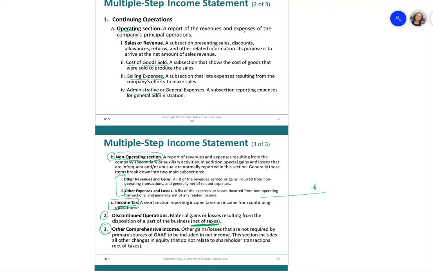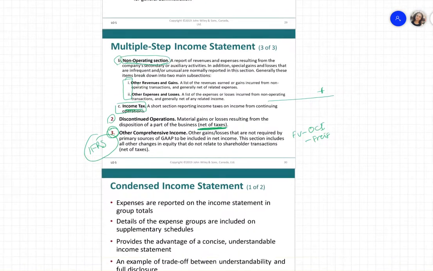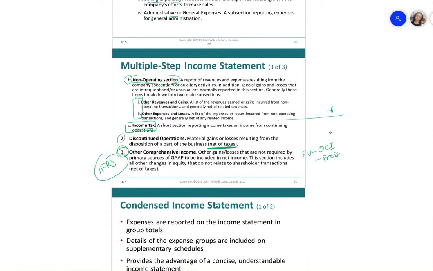Other comprehensive income is only under IFRS, and anything related to fair value OCI investments, and anything that goes with foreign investments or foreign exchange, they go under other comprehensive income, because they are not recycled through the gains and losses here. They are recycled through the other comprehensive income.